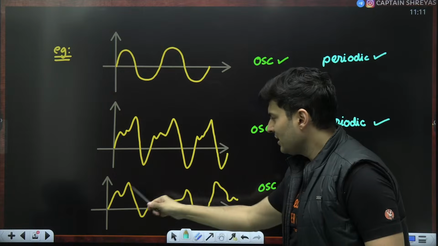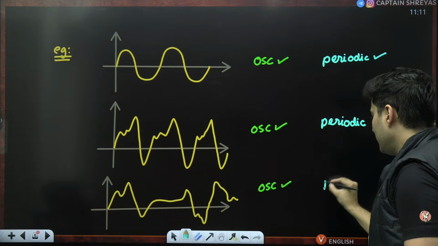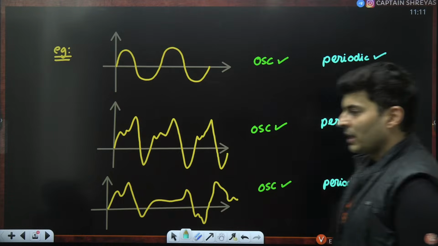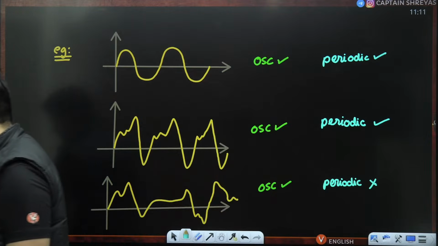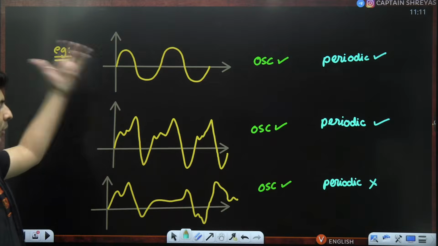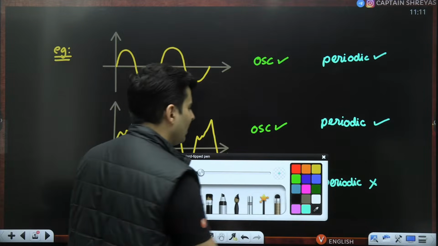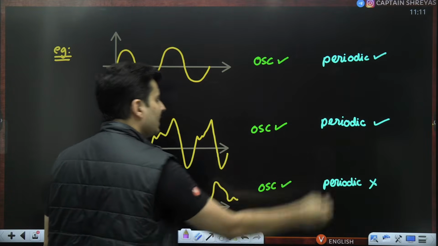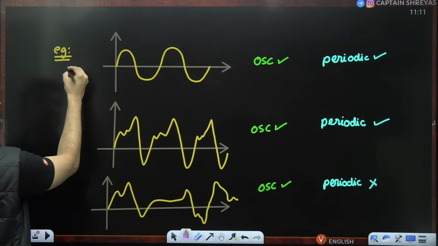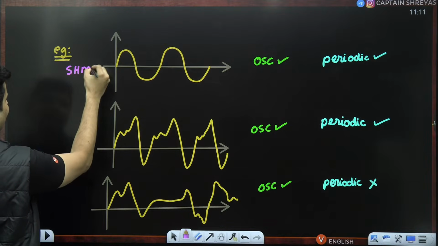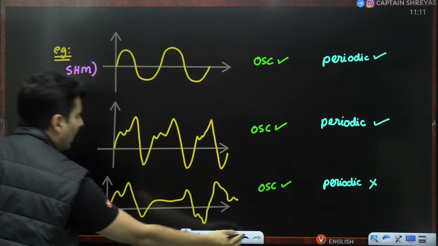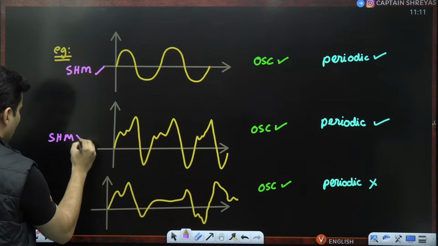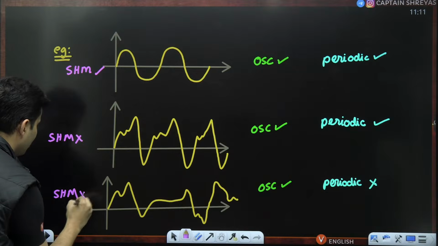What about this? It is not repeating the same thing. So definitely periodicity wise, it is not periodic. The third one. Yes, correct. Now, out of all of them, there is only one graph which is basically simple harmonic, and that is only this one. This is SHM. This is your simple harmonic motion. They are not SHM. This is not simple harmonic.